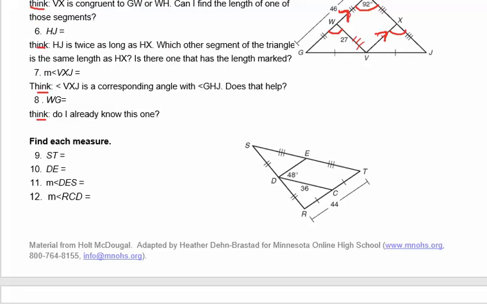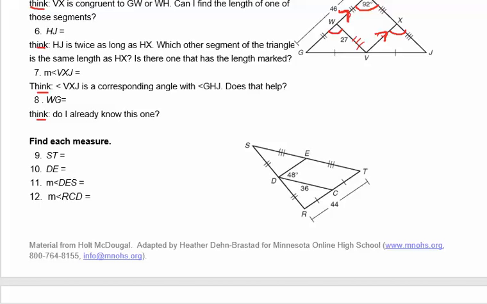So number 9, 10, 11, 12 go with this figure. So let's look at what we have. They want us to find side ST. Here's side ST right here. That's the whole side of the triangle. I know that it is made up of SE plus ET. So if I could find the length of one of those sides, I could just double it to find ST.